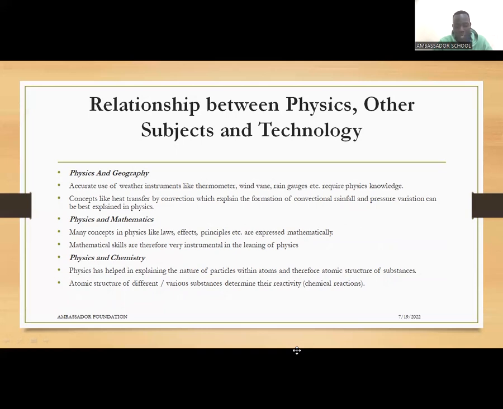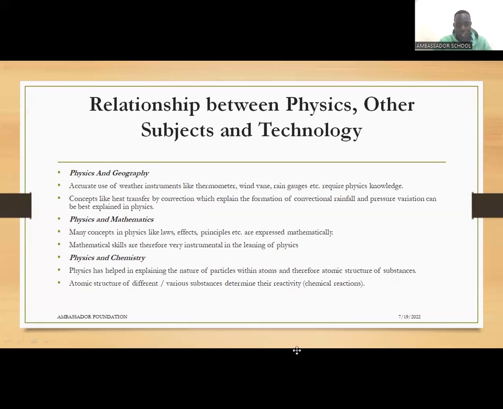For example, if they ask you how does physics relate to mathematics, we know very well physics has some calculation, we require some formulas, and these formulas we borrow from mathematics. Physics and chemistry, for example, when we are studying about the structure of the atom, in chemistry, that is a knowledge that is being borrowed from physics. So the two subjects interact.